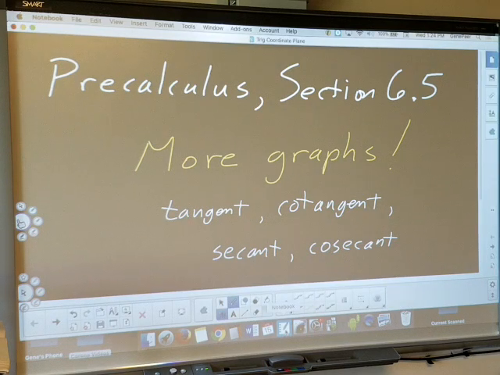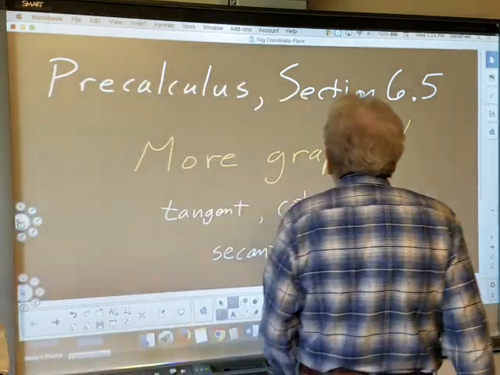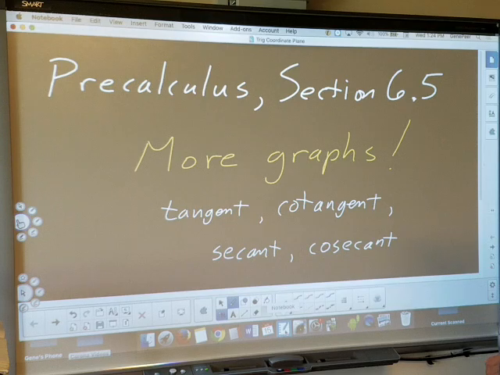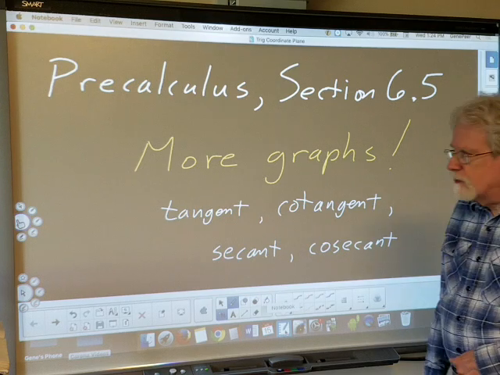Okay, welcome back. Let's see if we can get through this next section without any serious mistakes. We're looking at section 6.5. We're going to do some more really cool graphs.